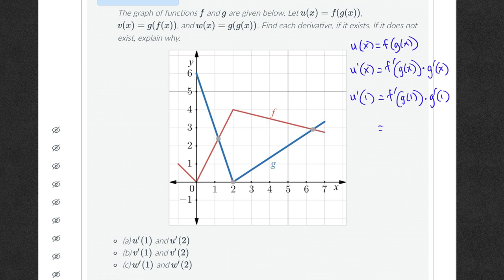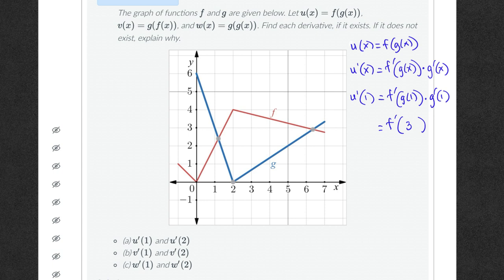To evaluate the composites, we always evaluate the inner function first. First, we read g of 1 from the graph. The graph of g is the blue graph, and we see that g of 1 is 3. And so we replace g of 1 with 3.